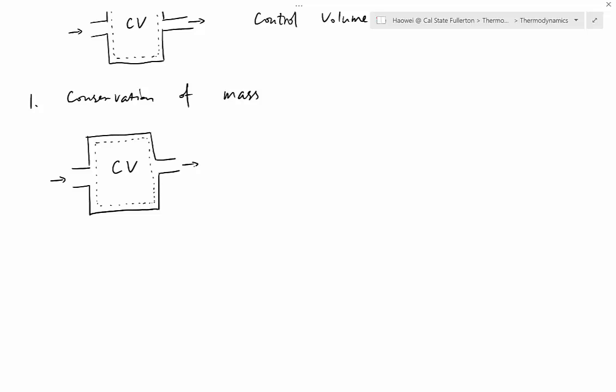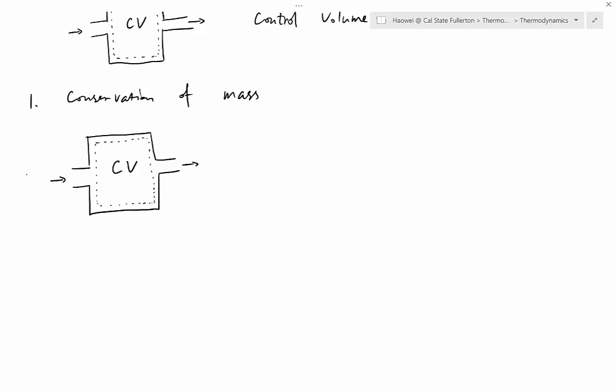How come we never talked about conservation of mass regarding a closed system? Because there's no need. If you have a closed system, there's no inlet, there's no outlet, the mass of your system will never change. It's very straightforward. However, when it comes to a control volume, the mass of your control volume may change.